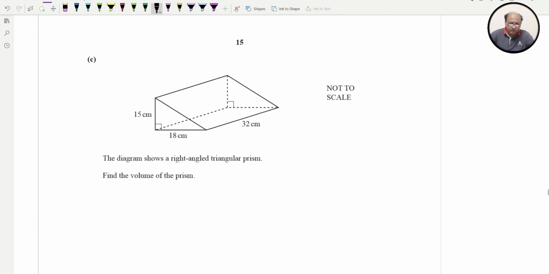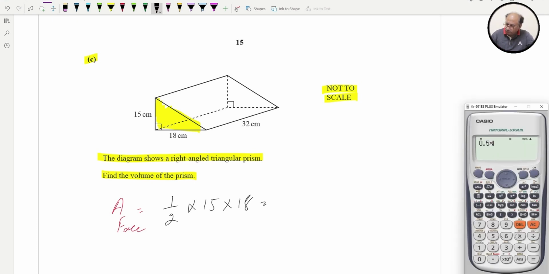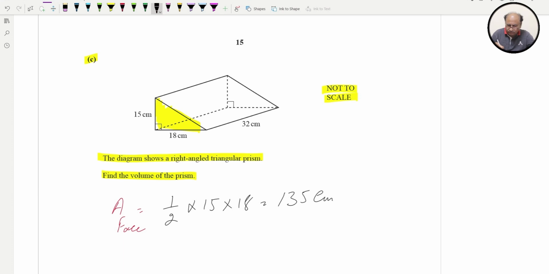Now C part is another 3-dimensional diagram which is not to scale. The diagram shows a right angled triangular prism. Find the volume. For volume we require the face area, and then we'll multiply by the length. So what is the face area? The face area is a triangle, so the face area will be equal to 1 by 2 into base into height, which is 0.5 into 15 into 18, and this is equal to 135. So 135 centimeter square is the face area.